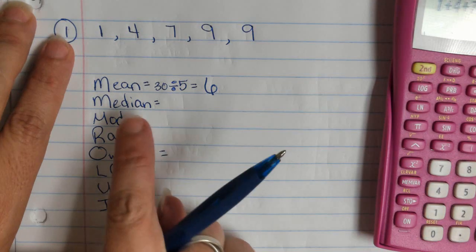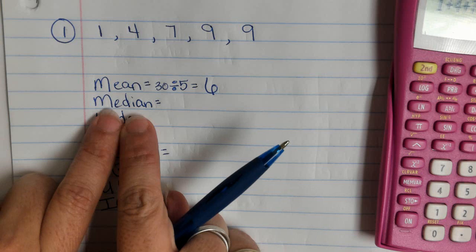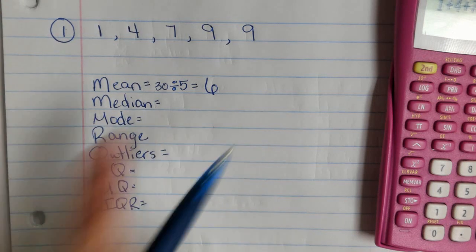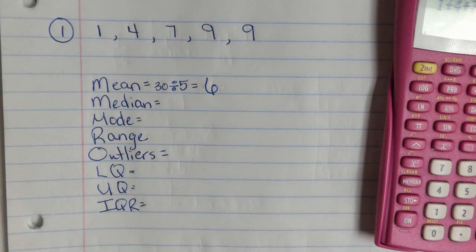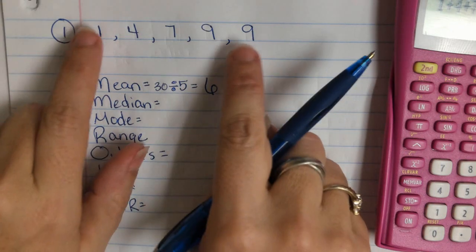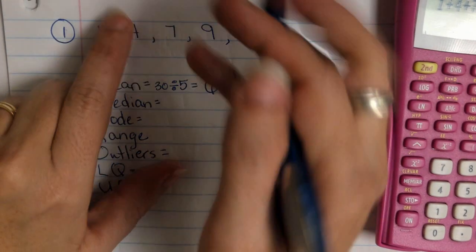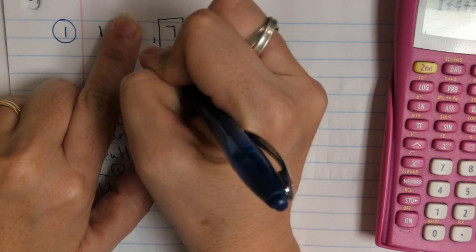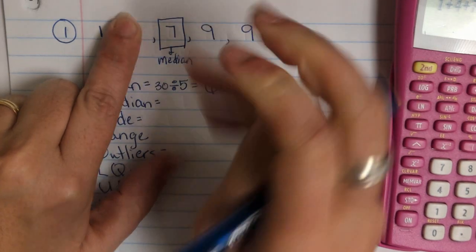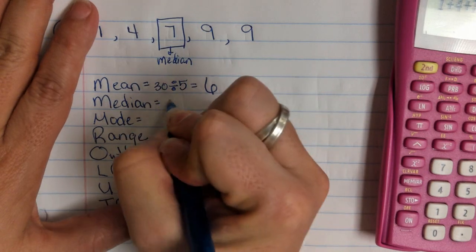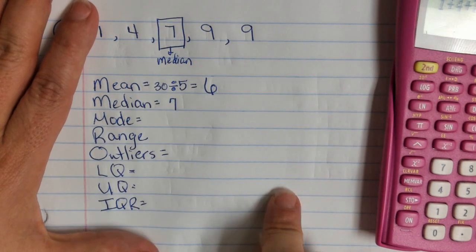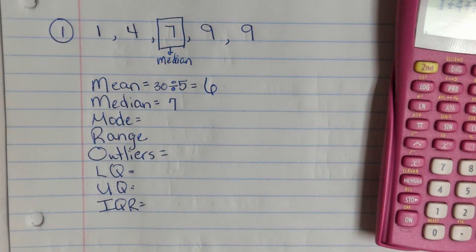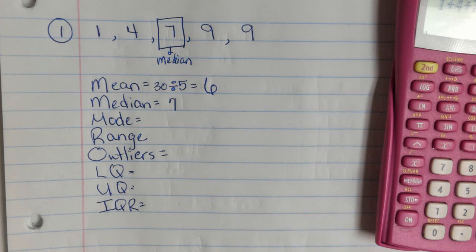Okay, the median. Now, we started something new when we did LQ and UQ. When you go in and find that median, draw a box around it. So on this one, the median is 7. It is the middle number. But I'm going to pull it out from the rest because you can't use it when you do your LQ and UQ. So I'm housing it in its own little world.